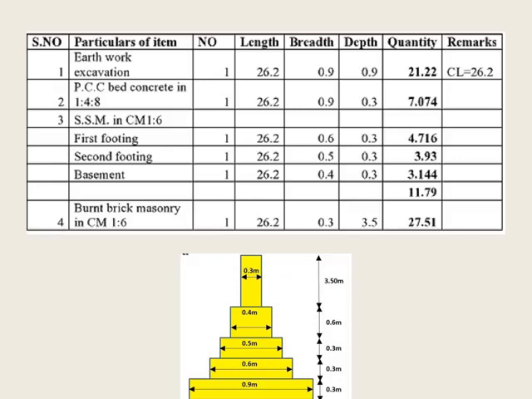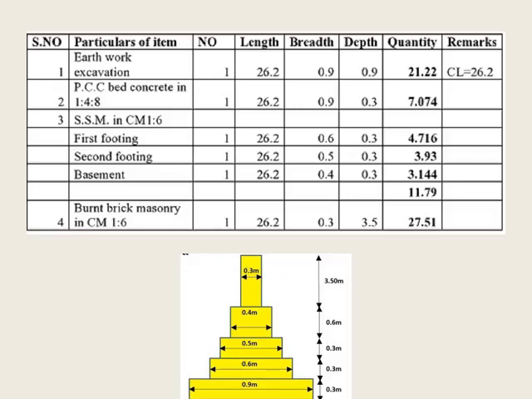If you use a different material for the first footing, second footing and basement, then you need to calculate separately. But now they have given size stone masonry work for all three types of footing. Hence you need to total them, that is 4.716 plus 3.93 plus 3.144 meter cube. You will get 11.79 meter cube of SSM in CM 1:6 for the given plan and section.